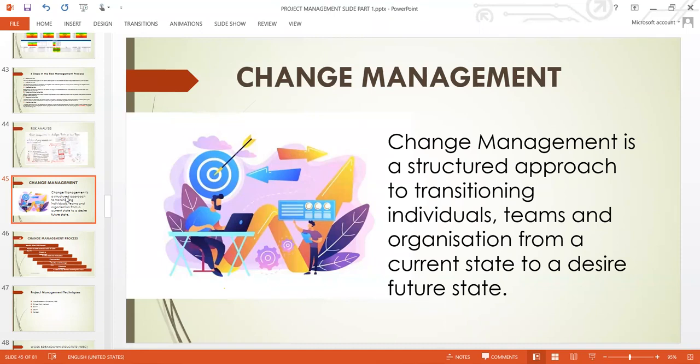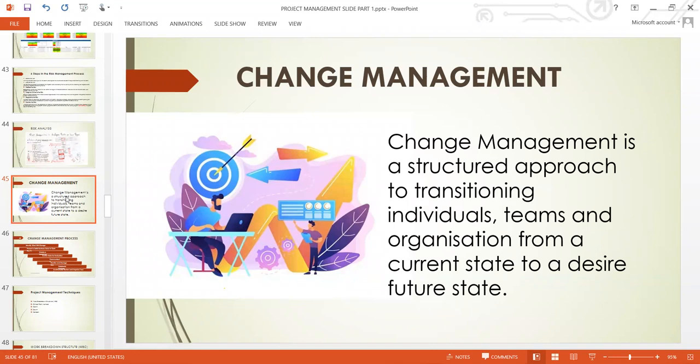Change can come in so many ways. It can be moving a company from one stage to another, maybe new technologies. But after that, what happens? Or within that change process, what happens? What about the resistance? How do you make sure that everybody complies and everybody is happy? Change management is a structured approach for transitioning individuals, teams, and organizations from a current state to a desired future state. So that is the main purpose of change.